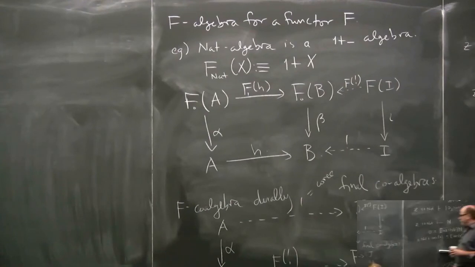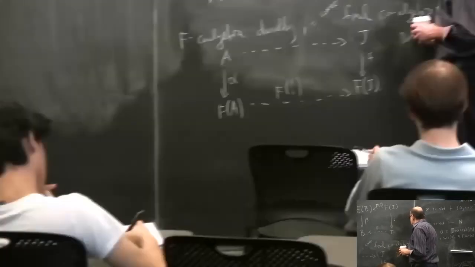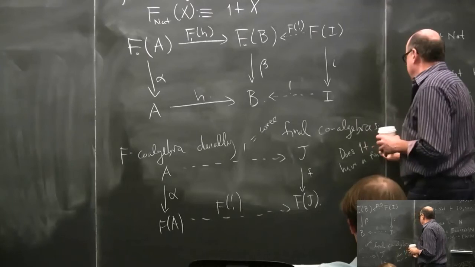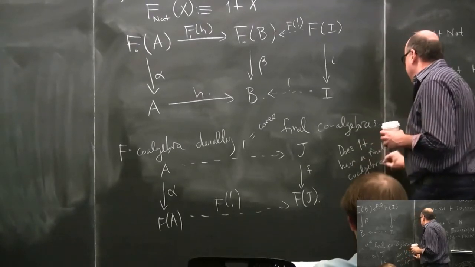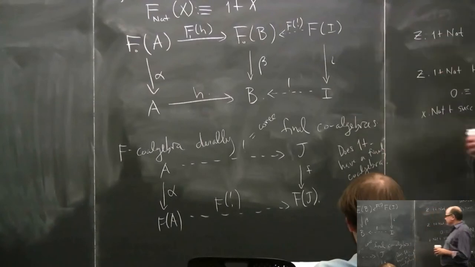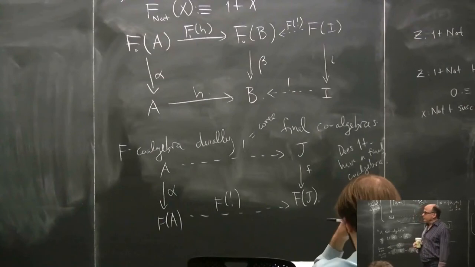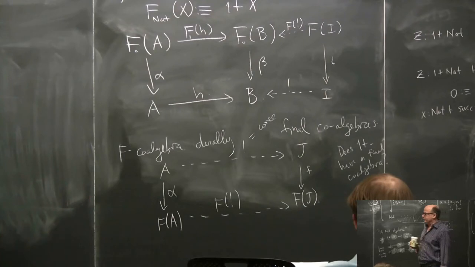And here's a question for you. Does 1 plus blank have a final coalgebra in type theory? And if you wanted it to have a final coalgebra, what would you do to type theory to make that come true? What would it look like? What would be the final coalgebra for FNAT? You should think about that. It's a nice little exercise to think about.